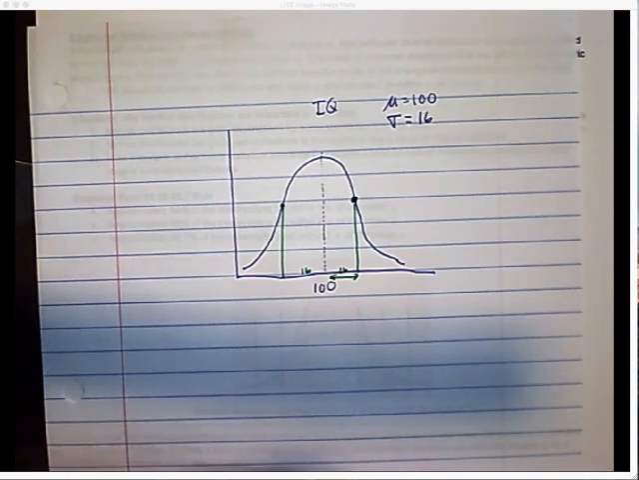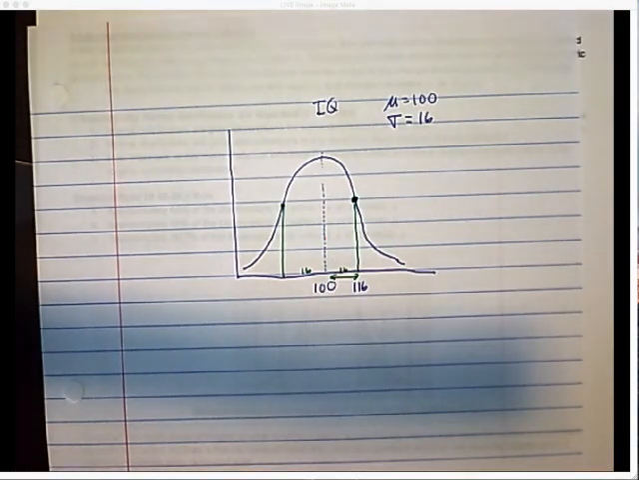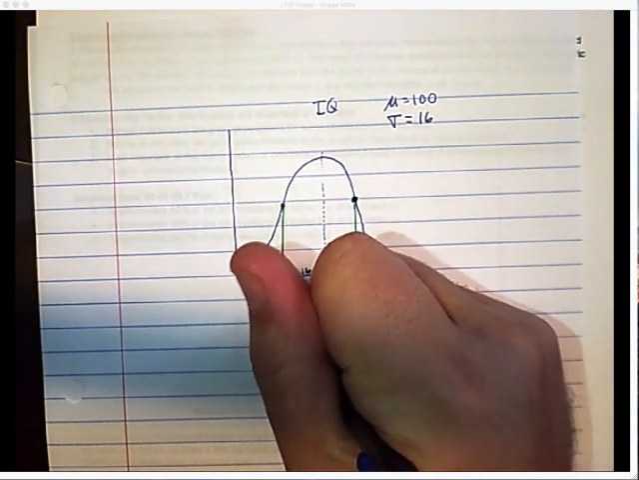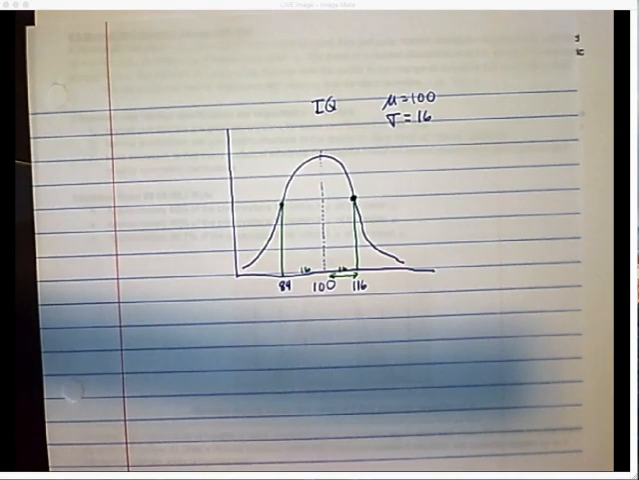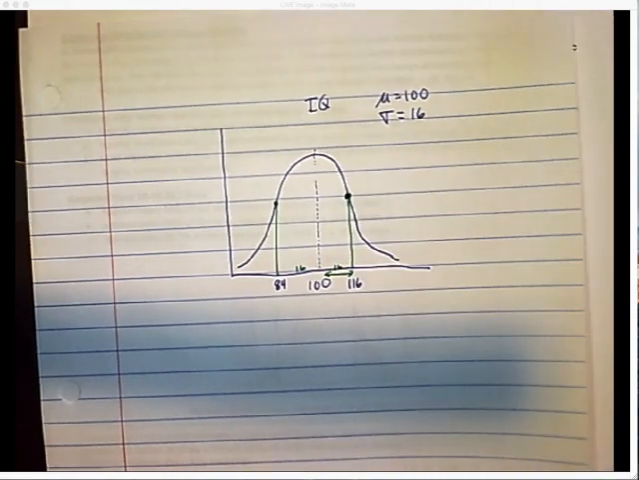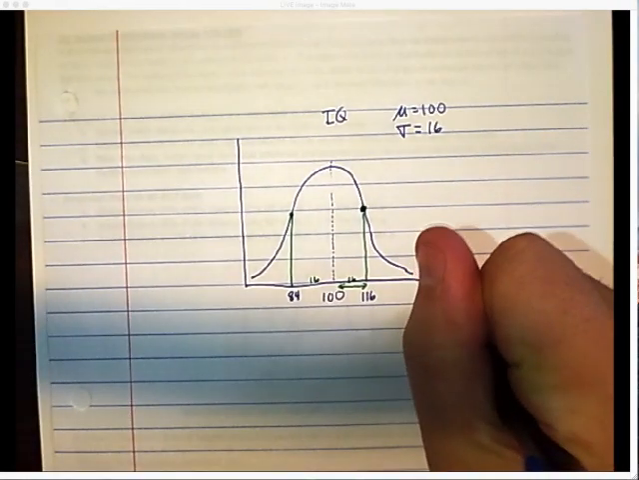If you go up by one standard deviation, we would go up to 116, and if you go down a standard deviation, you're at 84. So that's one standard deviation. On the bottom, we put the IQ score.